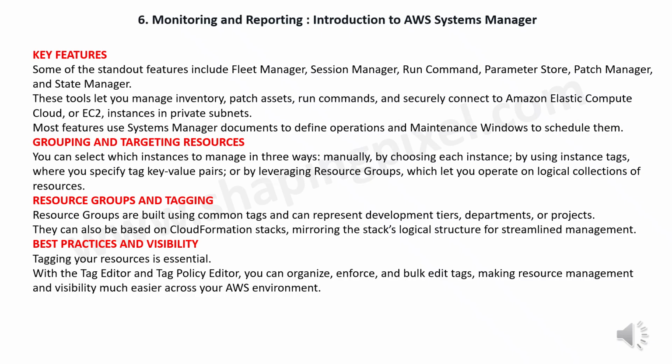You can select which instances to manage in 3 ways: manually, by choosing each instance, by using instance tags, where you specify tag key value pairs, or by leveraging resource groups, which let you operate on logical collections of resources. Resource groups are built using common tags and can represent development tiers, departments, or projects. They can also be based on CloudFormation stacks, mirroring the stack's logical structure for streamlined management.